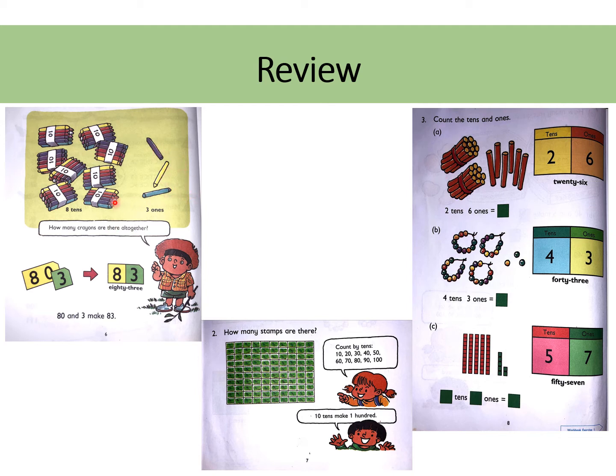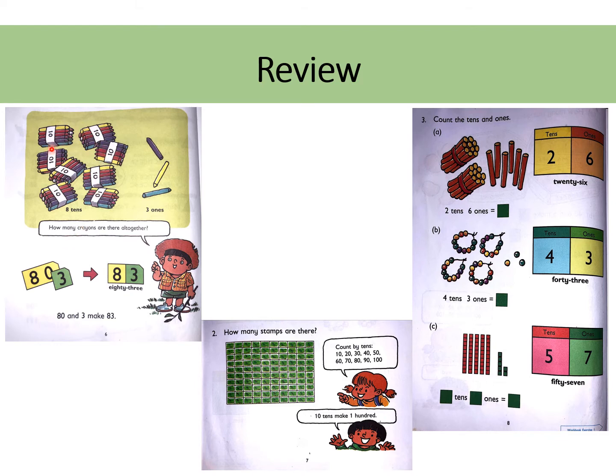3 ones and 8 tens. So we have 1, 2, 3, 4, 5, 6, 7, 8. So we have 8 tens. Now, how many crayons are there altogether? So remember, in your tens, all you have to do is add a 0. So you have 8 and you add a 0, so that would be 80.